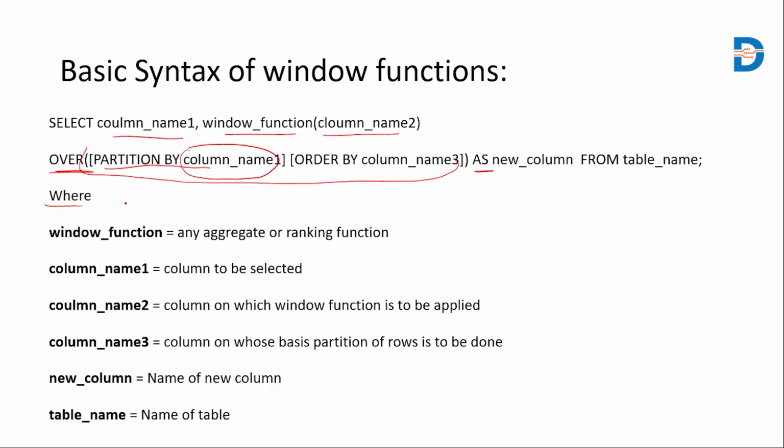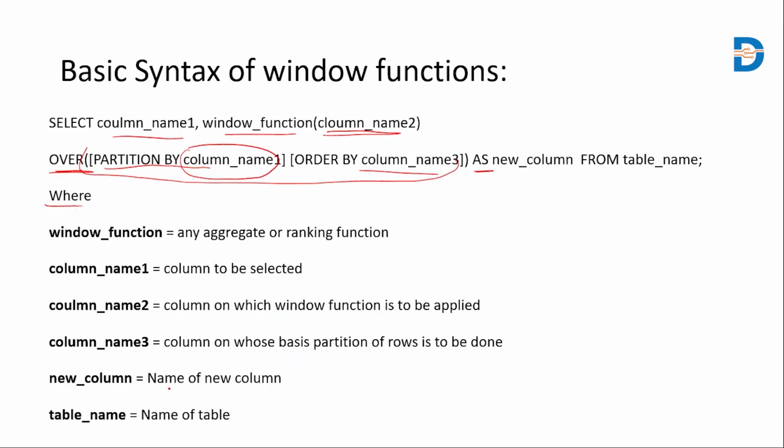So the window function can be any aggregate or ranking function we can use. Column name 1 is the column to be selected, and column name 2 is the column on which the window function is to be applied. Column 3 is where we are going to use ORDER BY, the column on whose basis the partition of rows is to be done.